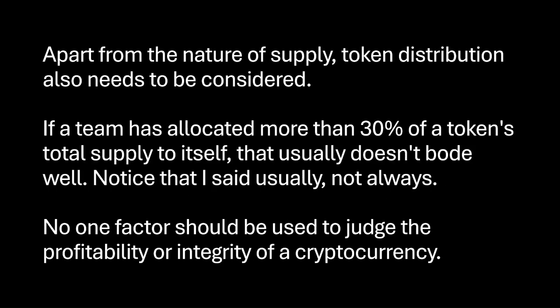Apart from the nature of supply, token distribution also needs to be considered. That's when you are looking at the whole tokenomics, right? If a team has allocated more than 30% of a token's total supply to itself, that usually doesn't bode well. Notice that I said usually, not always. No one factor should be used to judge the profitability or integrity of a cryptocurrency.